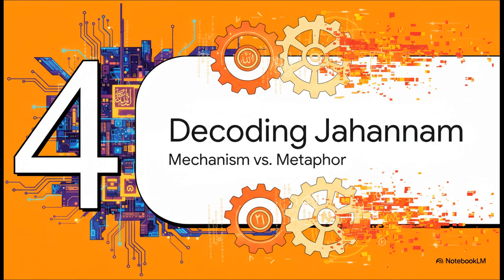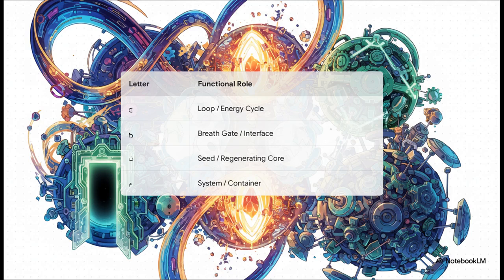All right, so now we've got the basic toolkit, right? We have the slot architecture and this idea of functional meaning. So let's go all the way back to that mystery we started with and see exactly how this system decodes the word Jahannam. Okay, let's break this down letter by letter. According to the system, each one has a functional role. So Jim, that first letter, acts as a loop or an energy cycle. Ha is an interface, like a gate. Nun is the seed, a regenerating core. And finally, Mim is the container, the system itself.